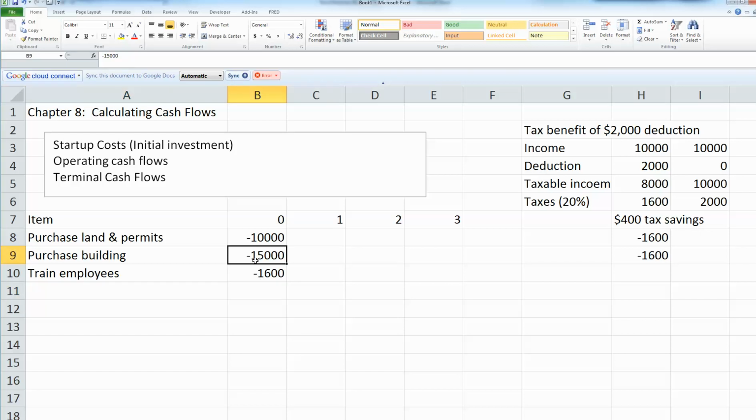This is a tax-deductible expense, but not this year. So its deductions happen in future years, so I will deal with that once I get to year 1.